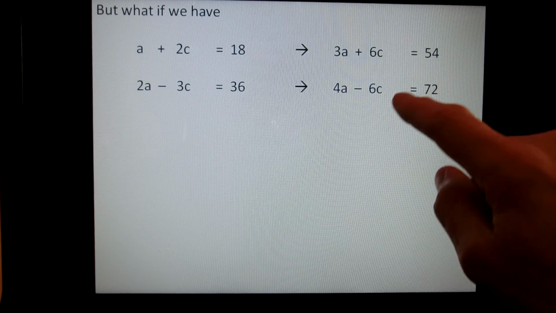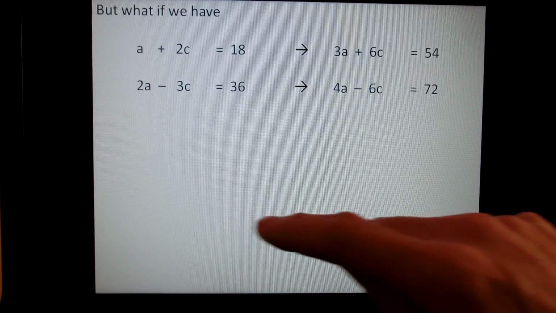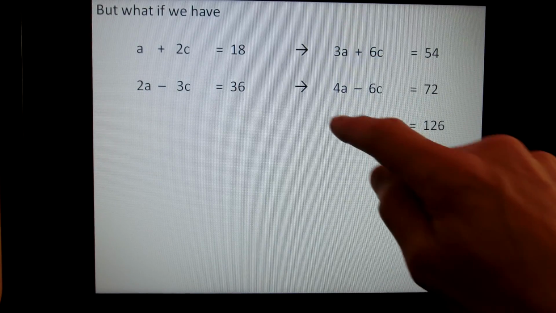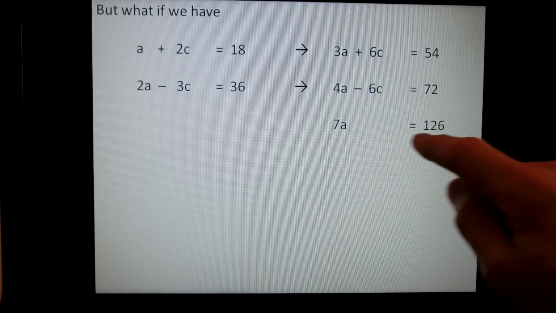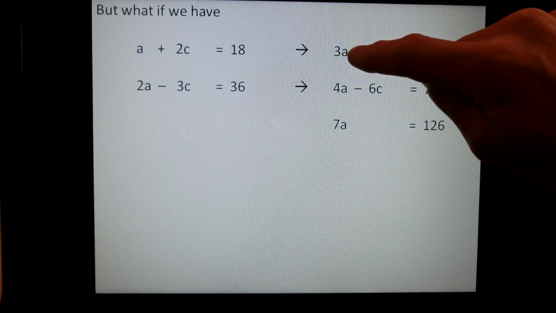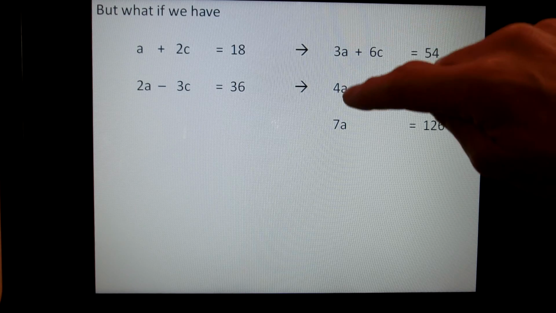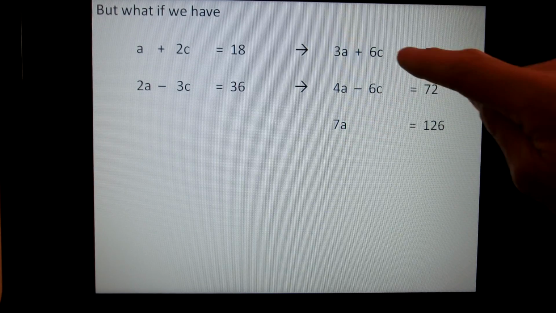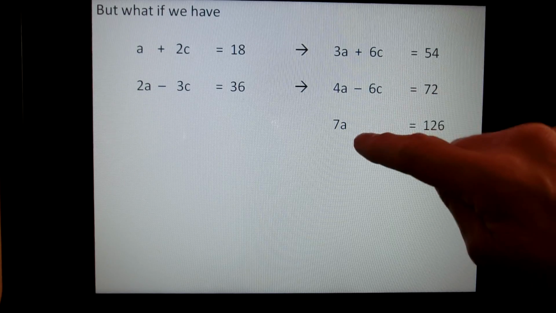What I'm now going to do, on the previous example, I did a subtract with the 2 relationships. Here I'm now going to do an add. You may want to imagine a line there, or draw a line there. If I add these 2 relationships, which I'm allowed to do, we discussed that a few minutes ago, 3a add 4a is 7a, plus 6c subtract 6c is nothing.